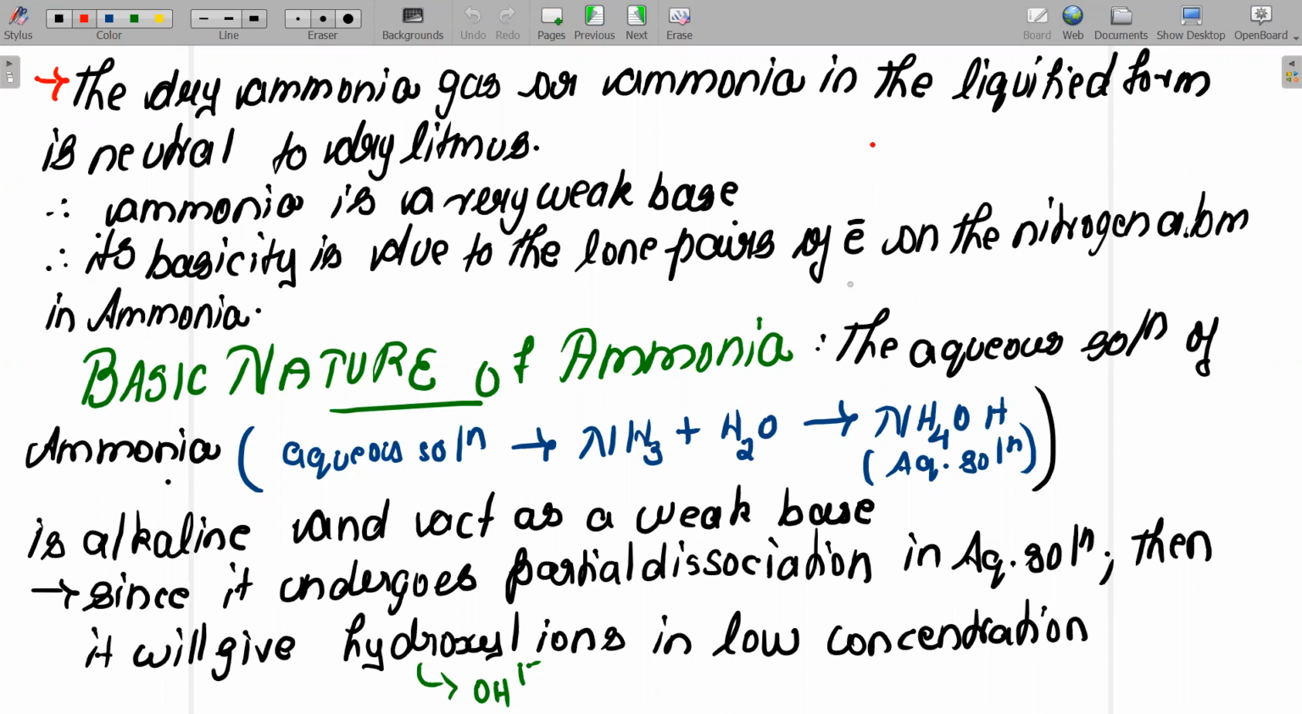So when this NH4OH undergoes partial dissociation in the aqueous solution, it will give hydroxyl ions in low concentration. Hydroxyl ion means OH minus. With the partial dissociation of NH4OH, you will get NH4 plus and OH minus, right? So partial dissociation will give hydroxyl ions in low concentration. Fine. Next one.